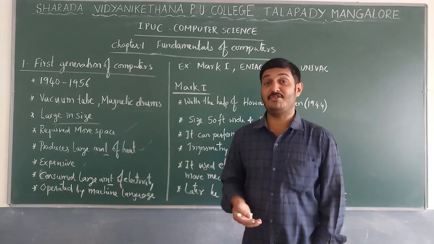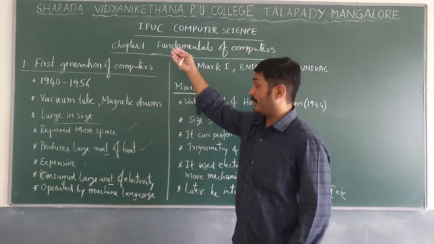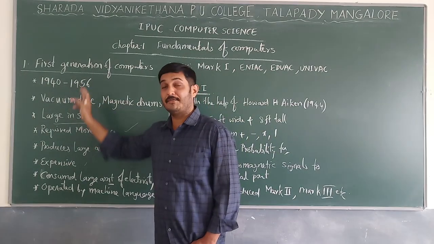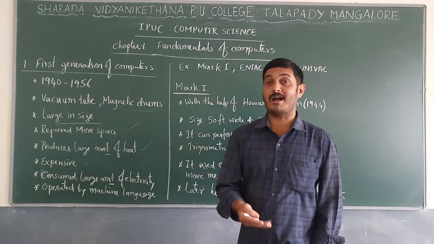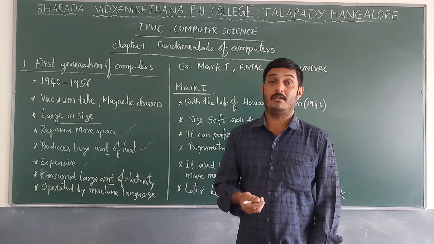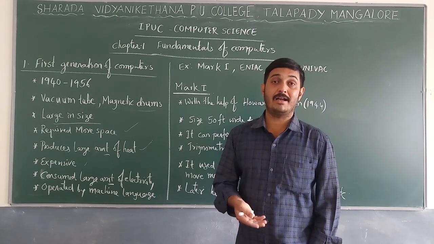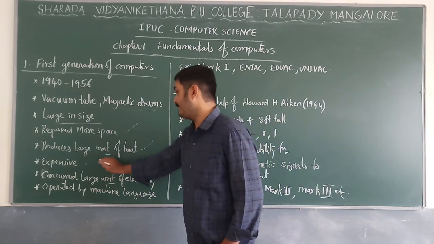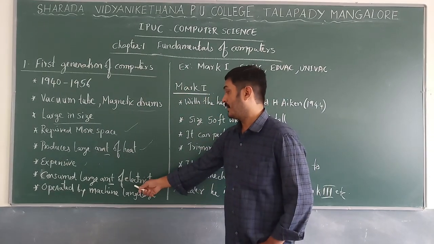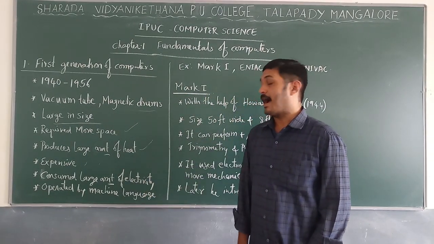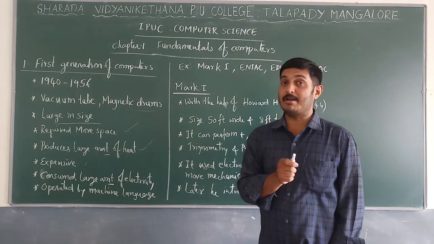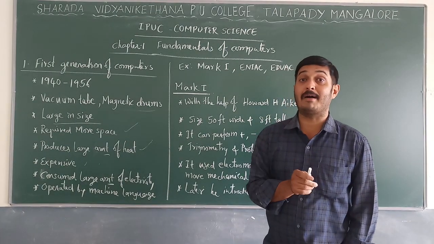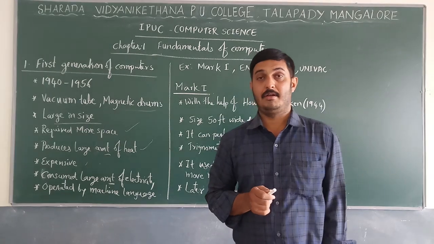A lot of machines are there. During this period, 1940 to 56, there were Mark I, ENIAC, EDVAC, UNIVAC, many machines, and they are very expensive and consume a large amount of electricity. And the most important thing is that it is operated by machine level instruction.